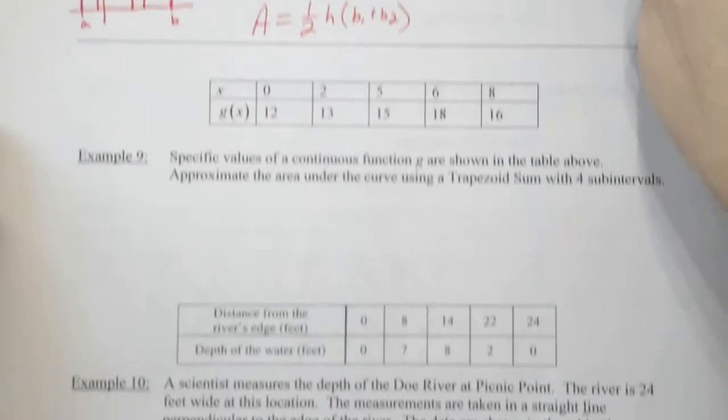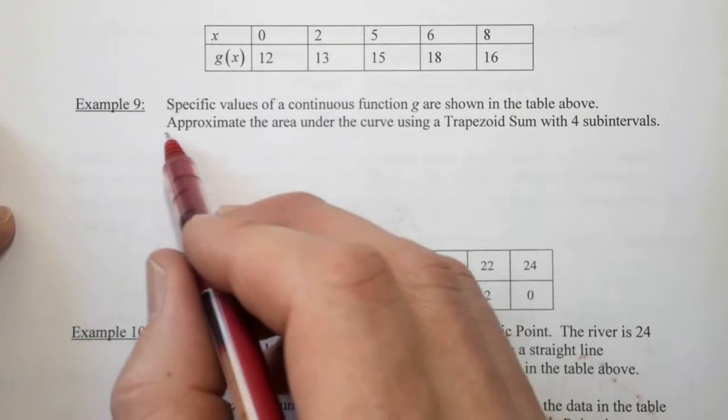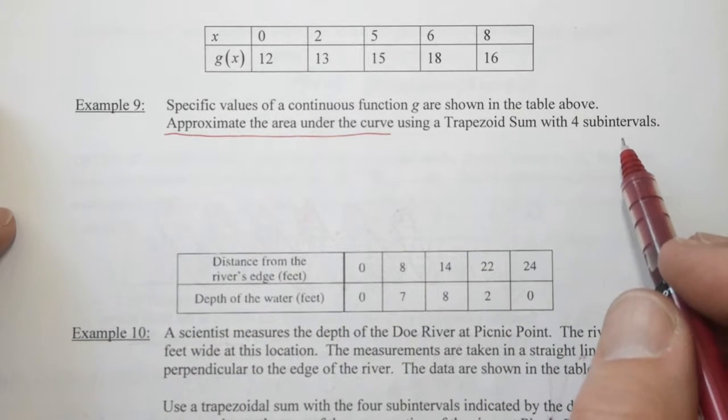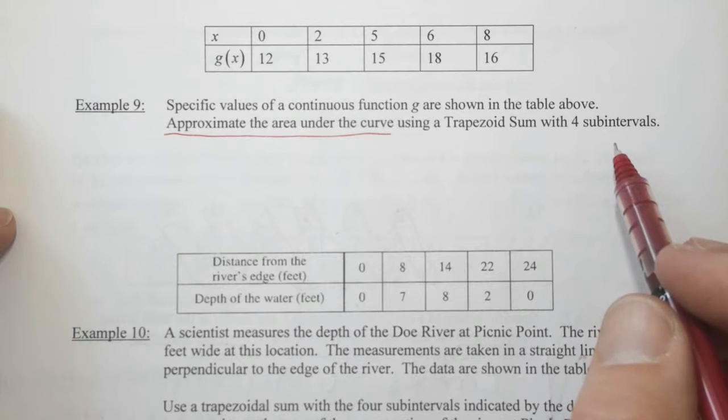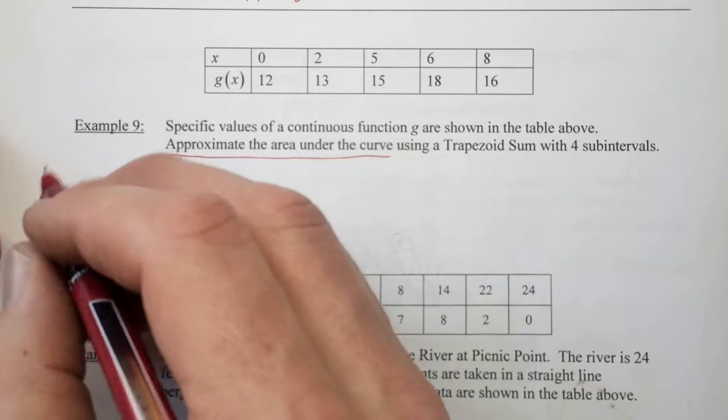Let's take a look at example number 9. All right, so here's our function g. We're looking to approximate the area under the curve with a trapezoid sum with 4 subintervals. Okay, so again, you can go left sum and right sum and find their average. I'm actually going to do this problem using the area of the trapezoids.